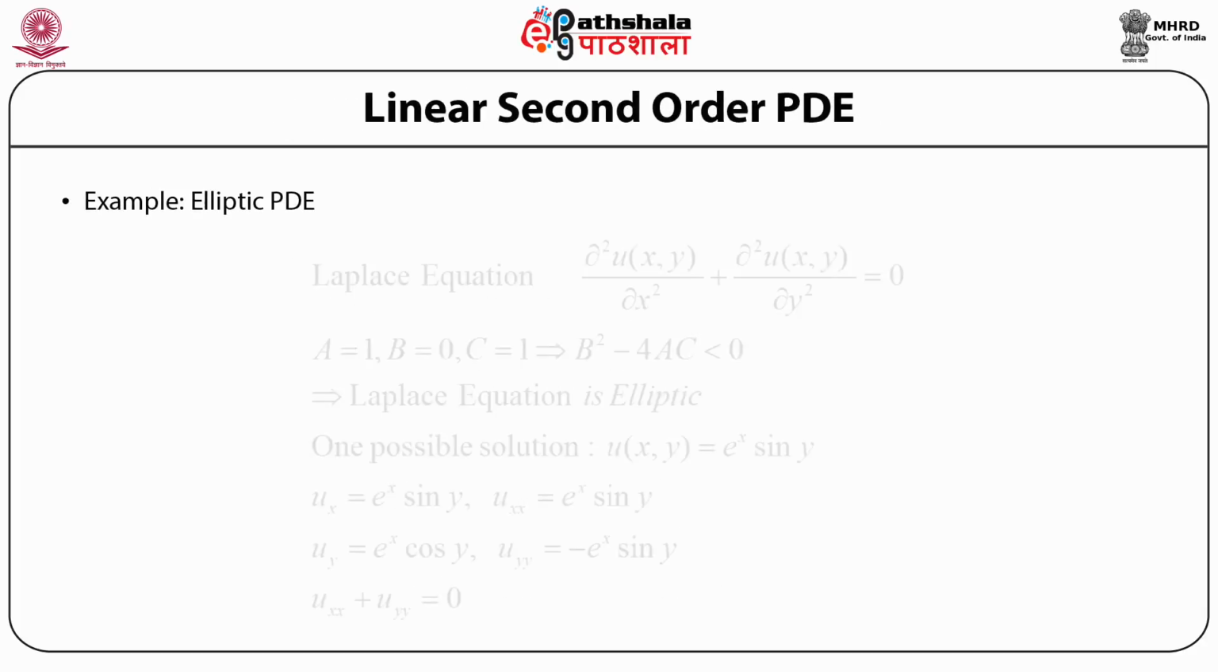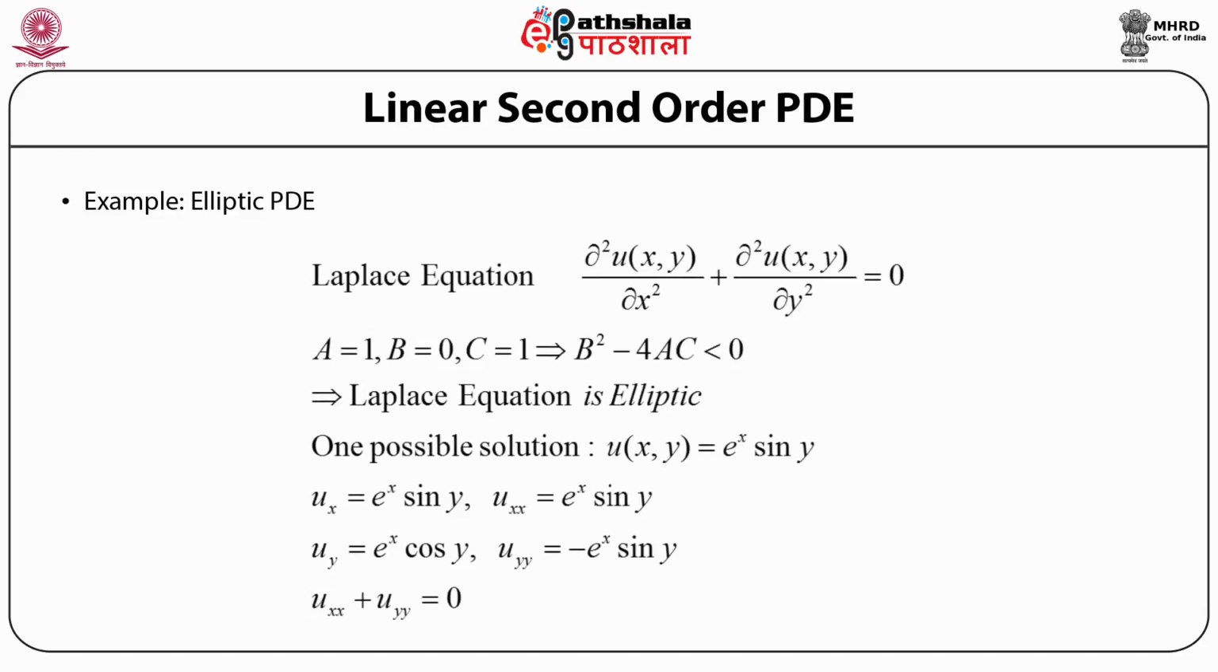We are going to see the Laplace equation, which is an elliptical partial differential equation. Dou squared u of xy by dou x squared plus dou squared u by dou y squared is equal to 0. Now we can see a is equal to 1, b is equal to 0, c is equal to 1. So b squared minus 4ac is less than 0, so the equation is elliptic. One possible solution is u is equal to e power x times sin y. So u x is e power x sin y, u xx is e power x into sin y. Then if you add them, it's going to become 0.